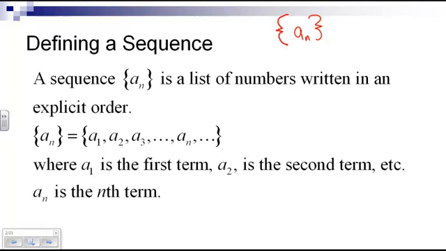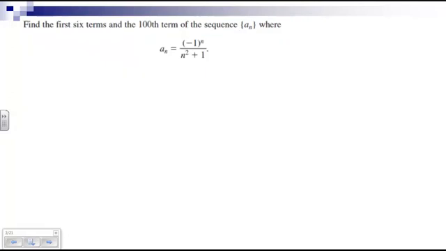All right. So, let's take a look at this particular sequence. Again, I can define the sequence by defining the nth term, and I use this notation: a sub n is equal to negative 1 to the nth over n squared plus 1. So let's see if we can kick out the first 6 terms in that sequence. Well, the first term is going to be when n is equal to 1.